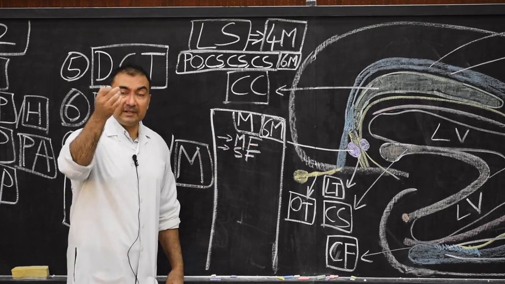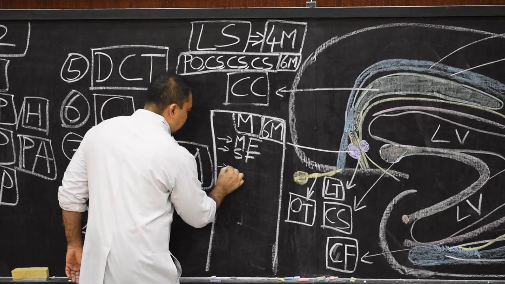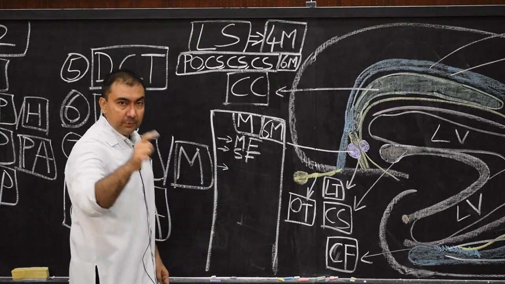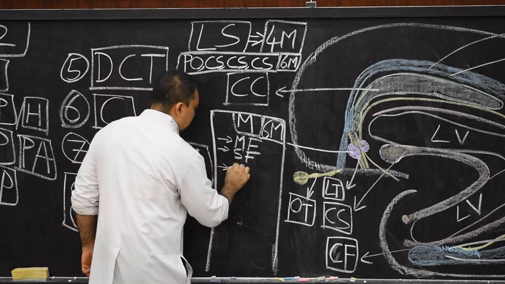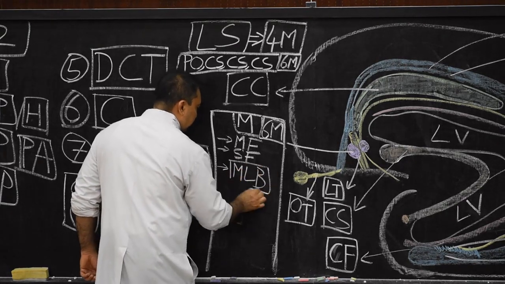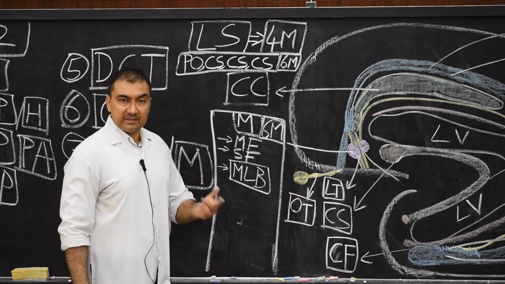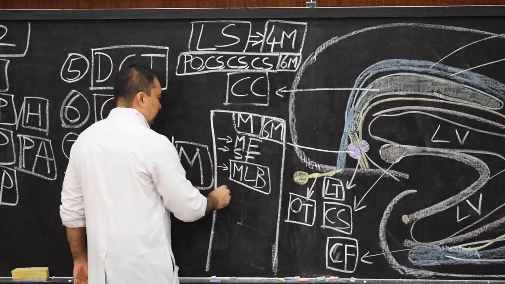Now the tracts. Which are the tracts first to be myelinated? Very important question. They are the medial longitudinal bundle. So the medial longitudinal bundle is the first tract to be myelinated. This is also asked in MCQs: which is the first tract to be myelinated?